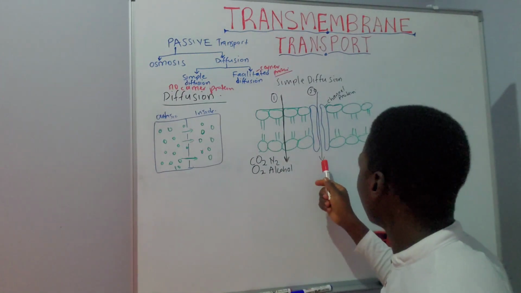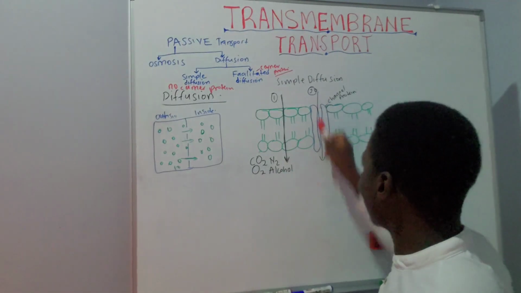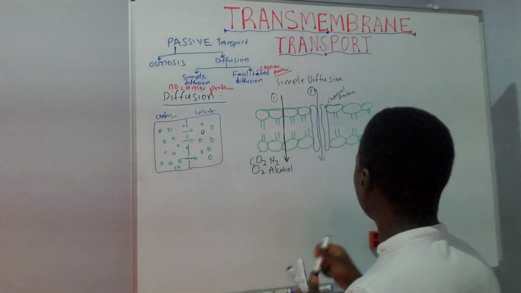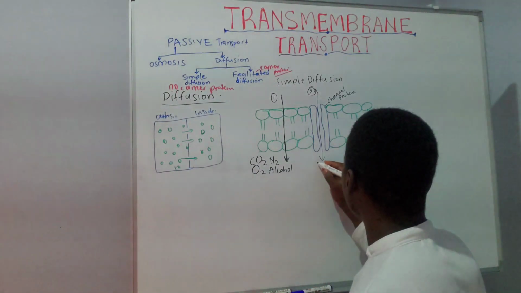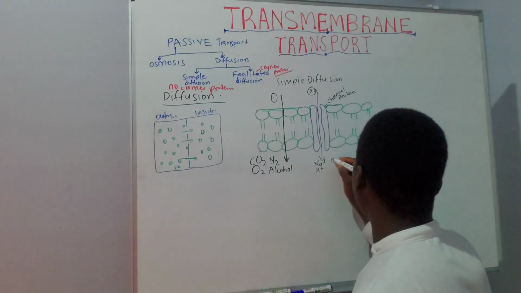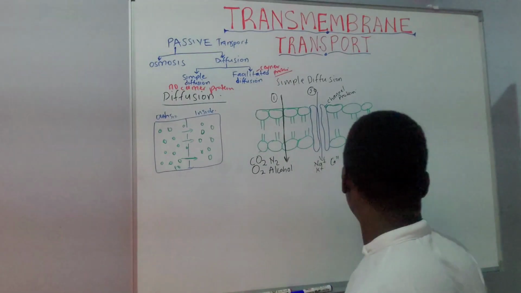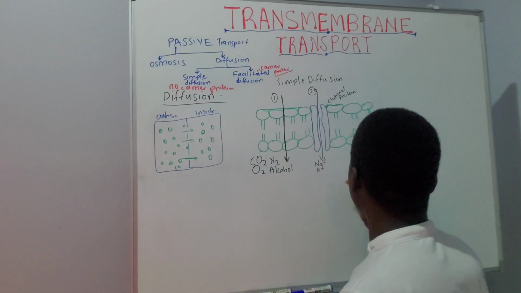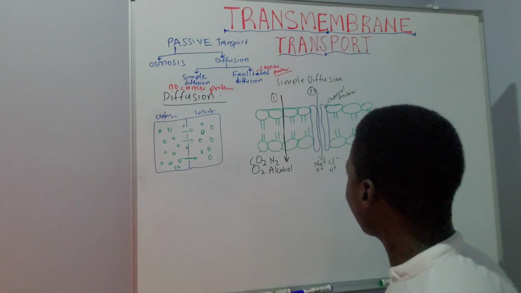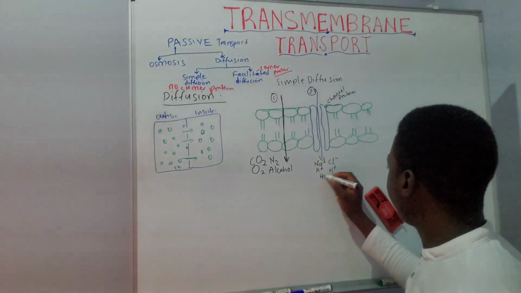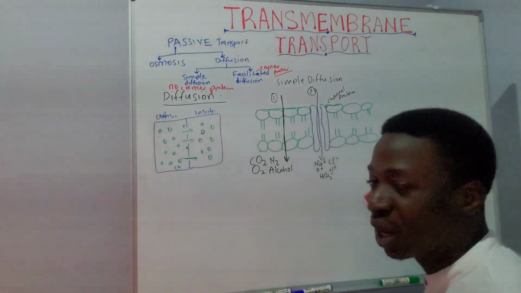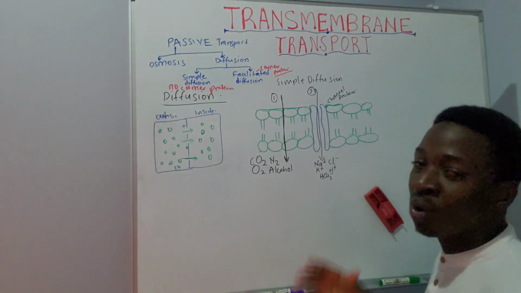So what are some of the molecules that can actually move through these channel proteins? Especially ions. We can have sodium, potassium, calcium, hydrogen, chloride, and these other ions, and even bicarbonate, that can cross this cell membrane with the help of these channels, and that is a form of simple diffusion.